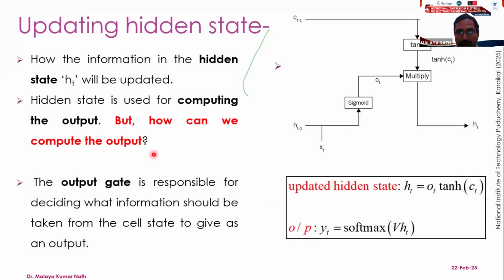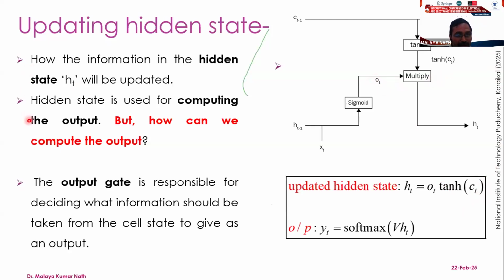Now how can the output be obtained? Already we have discussed that the output gate is basically responsible for providing or predicting the output from the cell state. That means the cell state information has to be used to predict the output. So what will be the output? This is nothing but HT, the updated hidden state information, that is OT. What is OT? OT is the output gate information into tanh of CT. What is CT? CT is the cell state information.